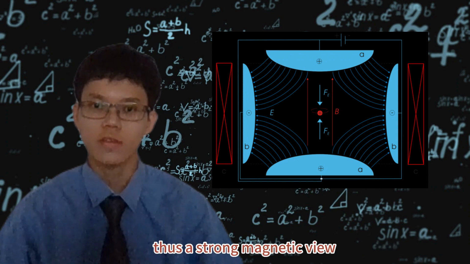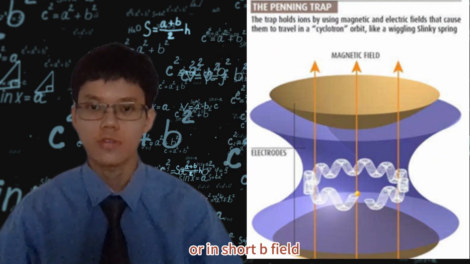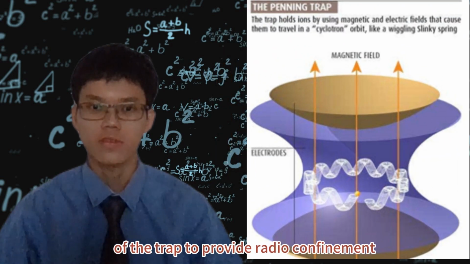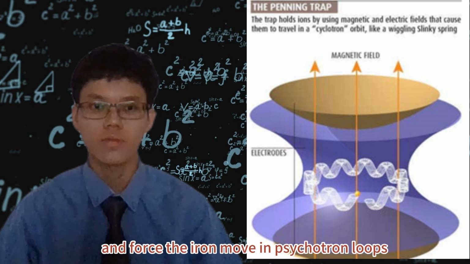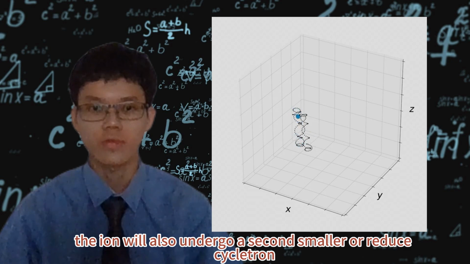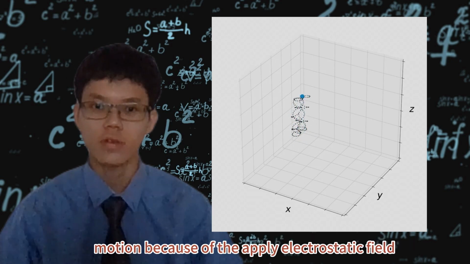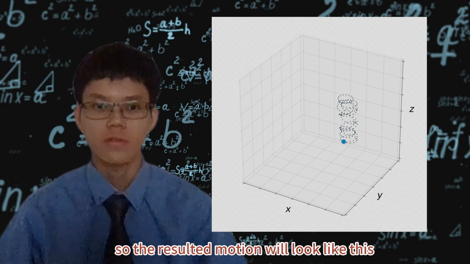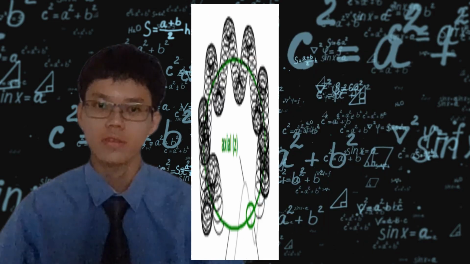Thus, a strong magnetic field, or in short B field, is applied along the axial axis of the trap to provide radial confinement and force the ion to move in cyclotron loops. The ion will also undergo a second, smaller or reduced cyclotron motion because of the applied electrostatic field. So the resultant motion will look like this.